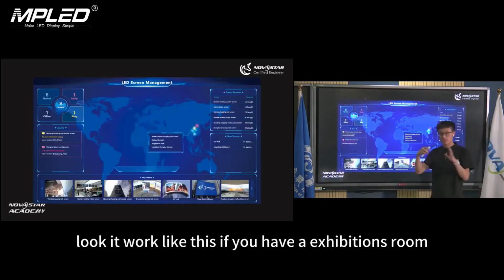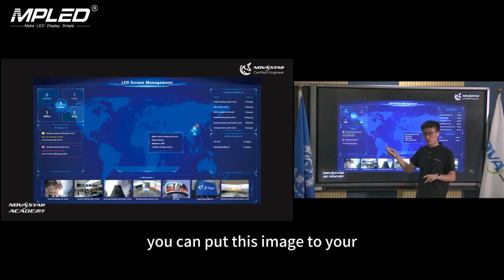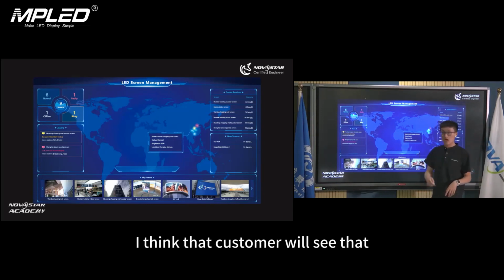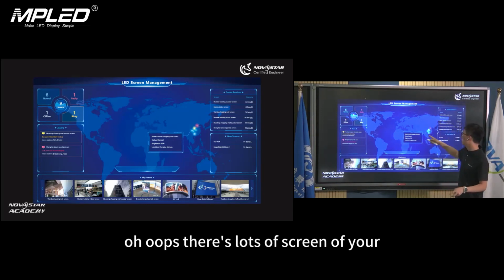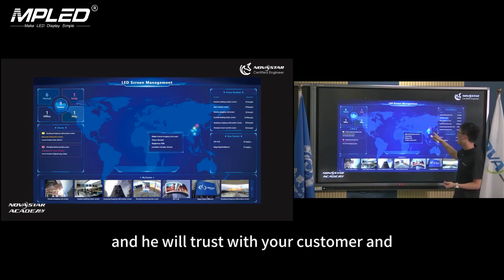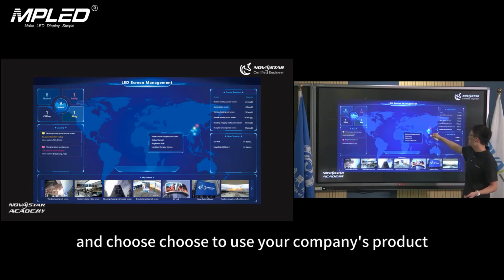If you have an exhibition room, you can put this image on your main screen and show your customer. I think the customer will see that, oh, there are lots of screens from your company, and he will trust your company and choose to use your company's product.